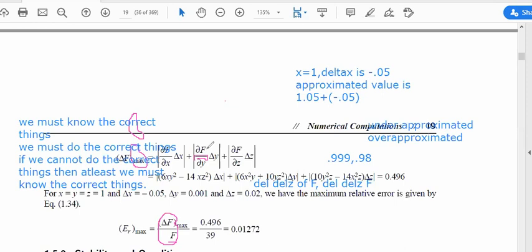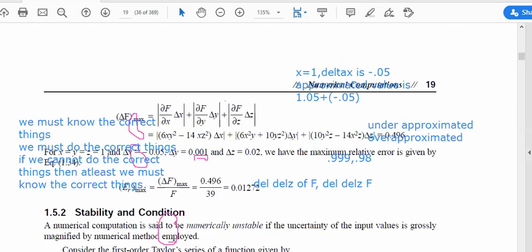This is the relative error. If you want to calculate the percentage relative error, you can multiply it by 100. So this will be approximately 1%. The first one was very important.